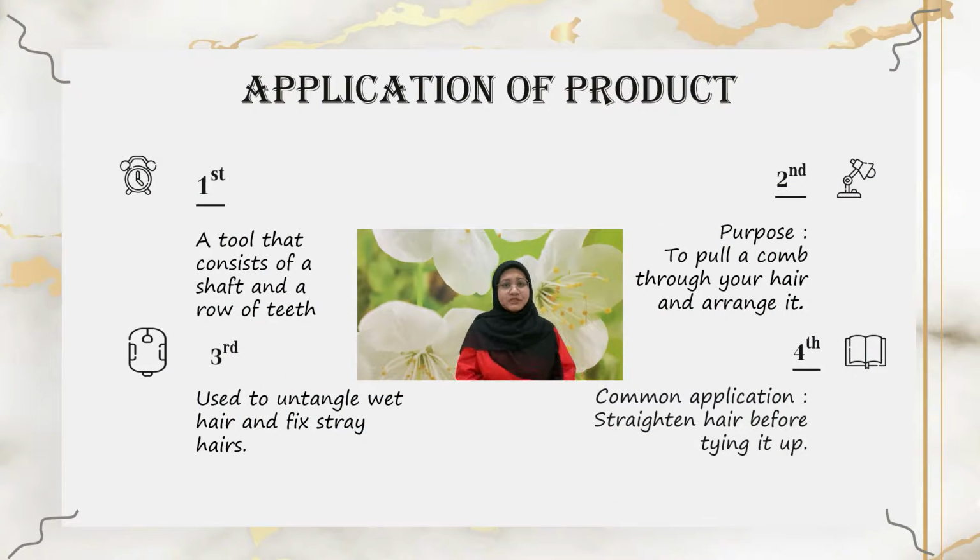For your information, a comb is a tool that consists of a shaft and a row of teeth. So, what is the application of the comb? The main purpose of the comb is to arrange your hair neatly.